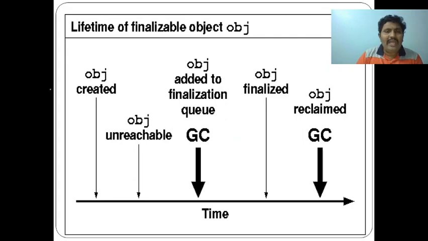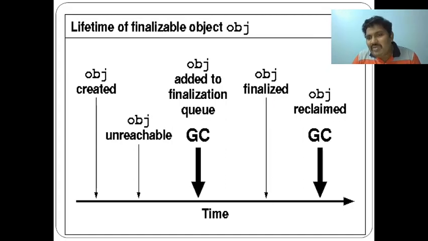See this diagram, you can understand. First of all, the object is created, then some time after that the object becomes unreachable. Then that object is added to a queue called the finalization queue. But before the object is garbage collected, the object is finalized. Before the finalize, whatever important things we need to do, we will do in this phase.